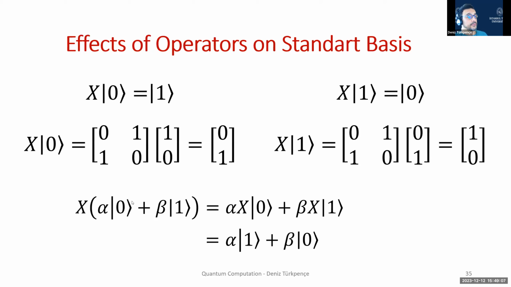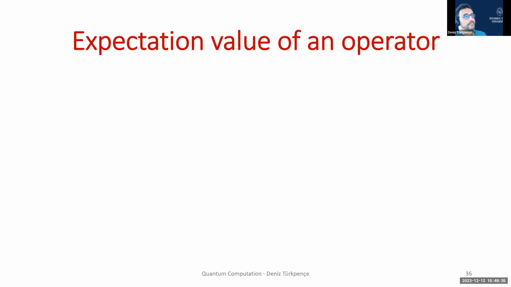But if you are careful, you will see that alpha is now in front of the basis ket one state, and beta is in front of the ket zero state. So X is related to the NOT gate by analogy, if you want to make a quantum computation, okay?